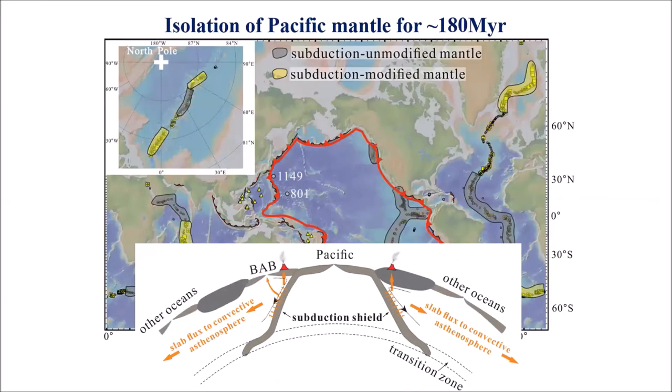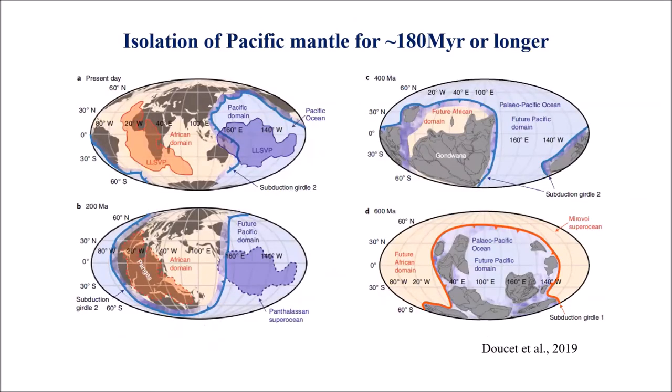Well, more importantly, the oldest Pacific Ocean crust drilled during the cruises, Sites 1149 and 801 over here, are typical Pacific MORB, which cannot pass the BAB filter, suggesting the isolation of the Pacific mantle by the subduction shield, at least through the past 100 million years. And it's highly possible that the isolation is much longer, considering what Luke found out about the lower mantle heterogeneities caused by the subduction girdle. I think, you know, it's a slightly different name than the subduction shield. It should be the same, right?